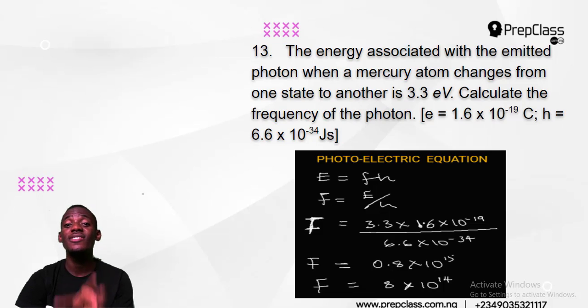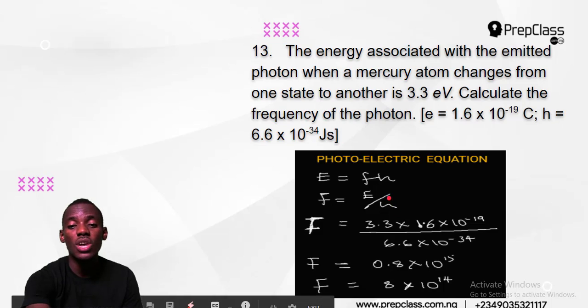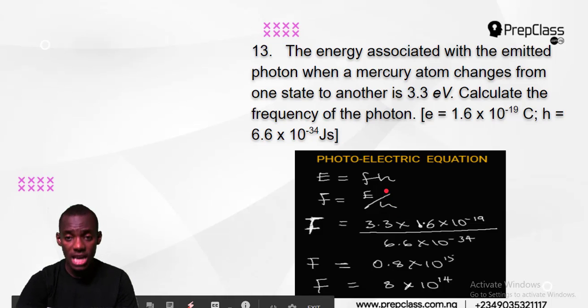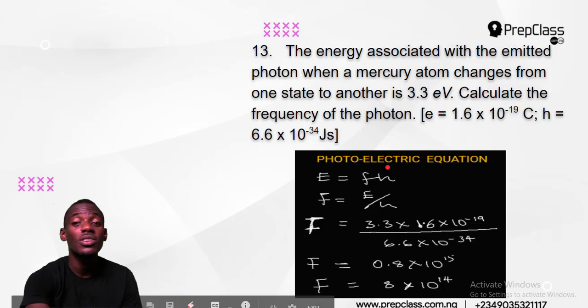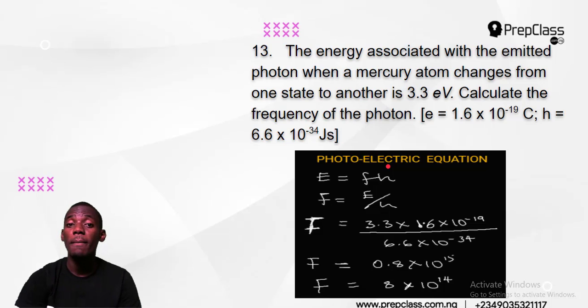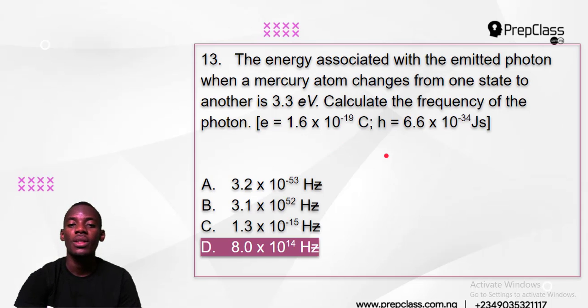Don't forget, it is just this way, and that is the way to go. The photoelectric equation is very important. E equals fh, and that is the simple answer to the simple question. Next time you see it, blast it. Now that settles this one. Number 14. So my number 13 is D.